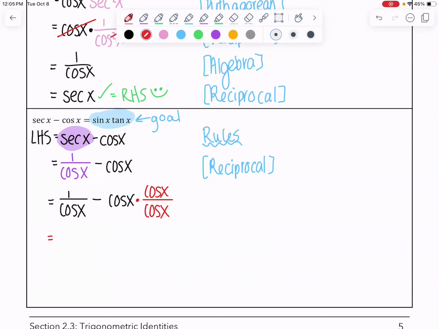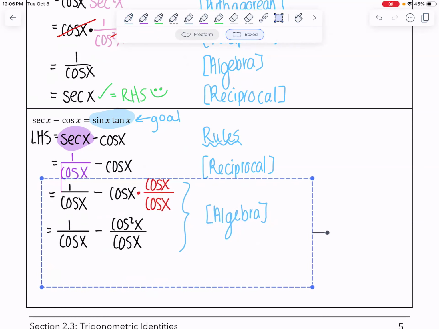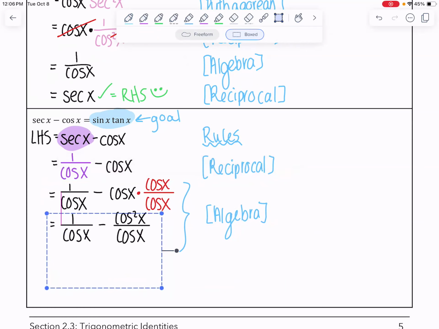All right. And I'm going to write this as 1 over cosine x minus cosine x times cosine x, that's cosine squared x, divided by cosine x. Both of these steps were algebra, and they could be done in one step. They don't need to be written out separately, but I wanted to write out what was happening there. And indeed, the next step also could be included in all that. Let me condense this together since I'm taking up a lot of space.